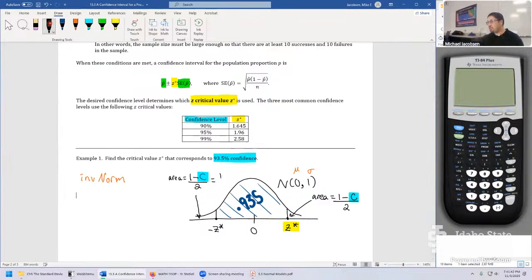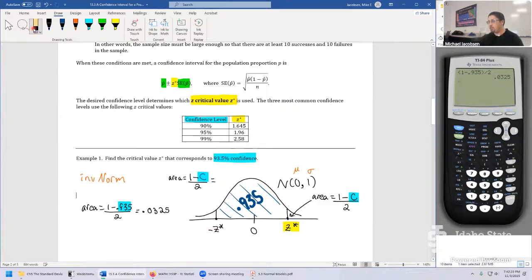So what we're calculating is 1 minus 0.935, divide by 2. And this is the actual area my calculator that you see up here would accept. So back over here, go 1 minus 0.935, divide by 2, and we get that number 0.0325.